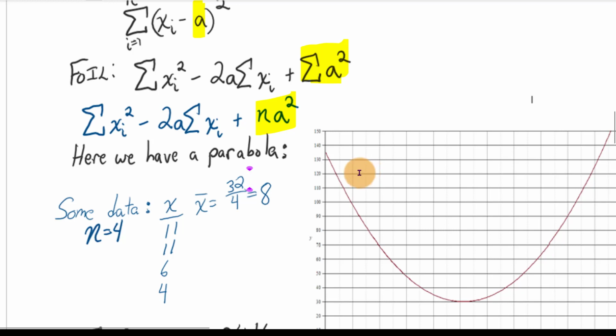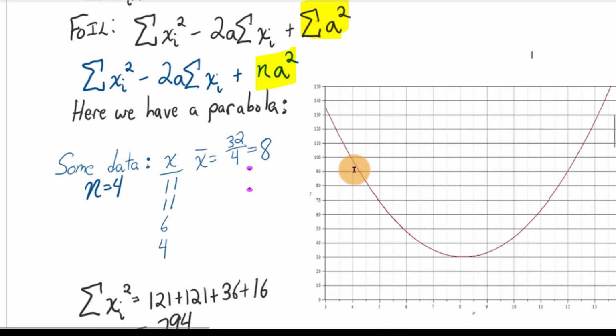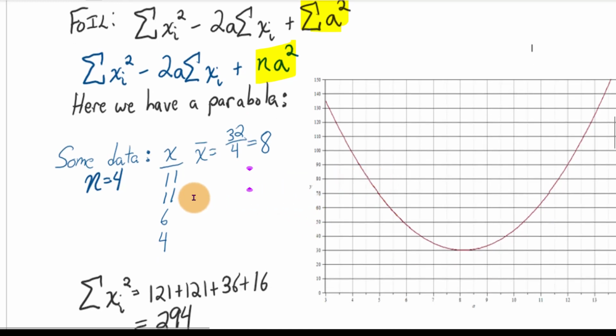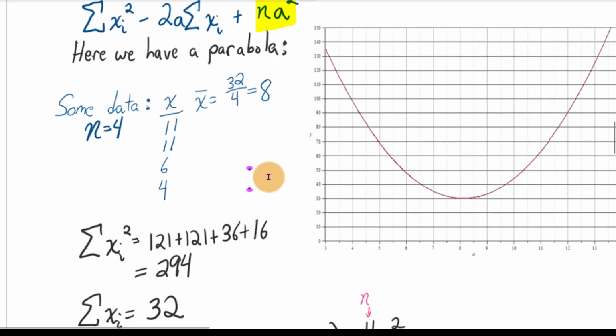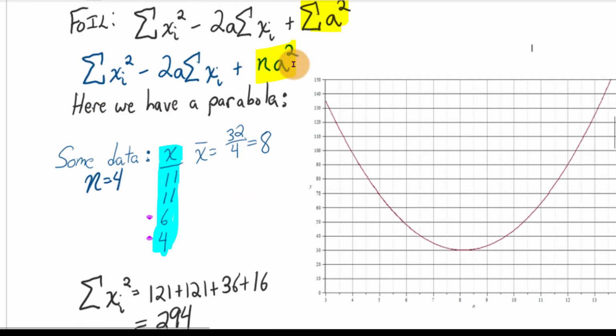Now, let's just play with a small data set just to get a feel for what's going on here. Suppose here's our data. Our data is 11, 11, 6, and 4. So just a very small data set with 4 numbers in it. And the average of those 4 numbers is 8. And we have n equals 4.